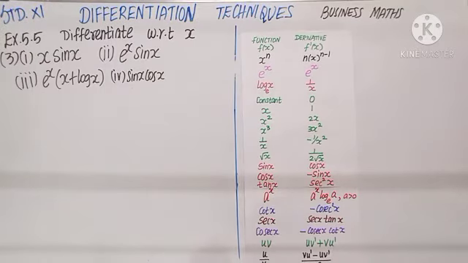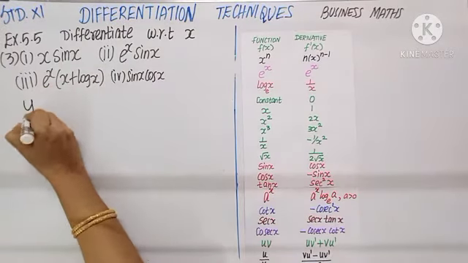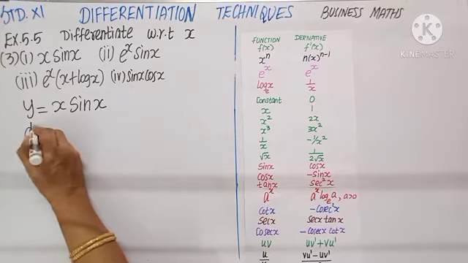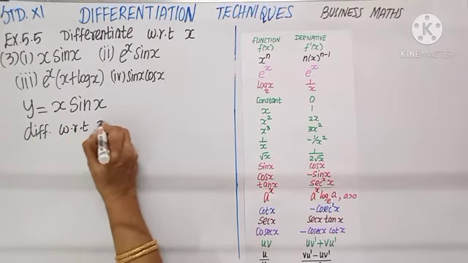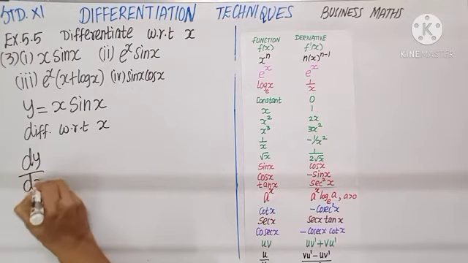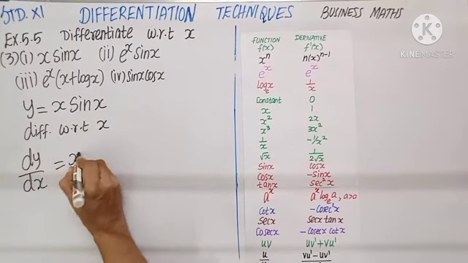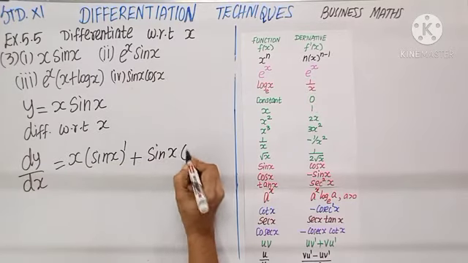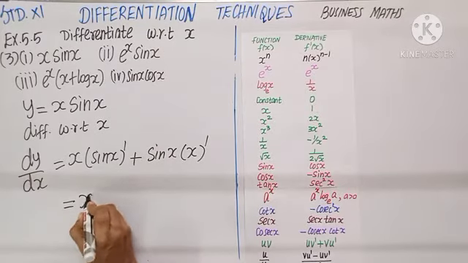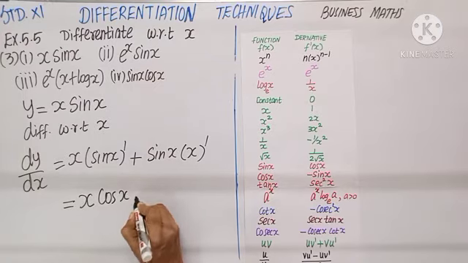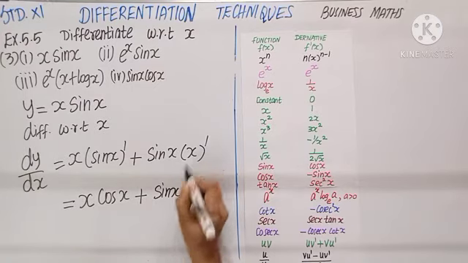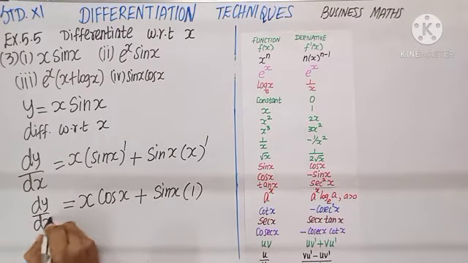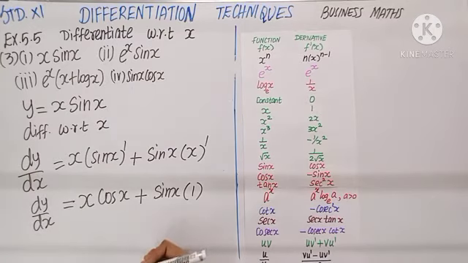Question number 3, subsection 1, x sin x. Whatever is the question given, consider it as y. Differentiating with respect to x, y will become dy by dx. There are two terms: keep the first term, differentiate the second term, plus keep the second term, differentiate the first term. x into sin x will become cos x, plus sin x into x will become 1, just by using the formula. So remember the formula and the problems are just in 2 steps.